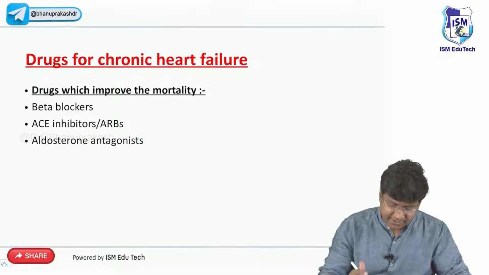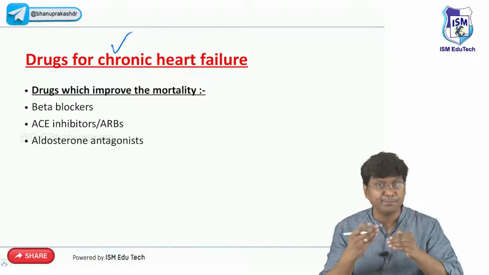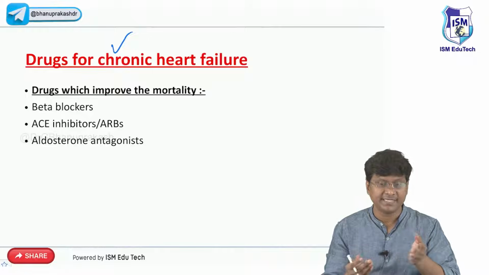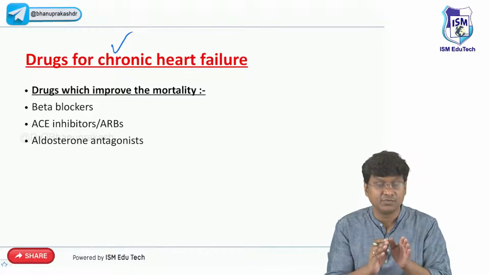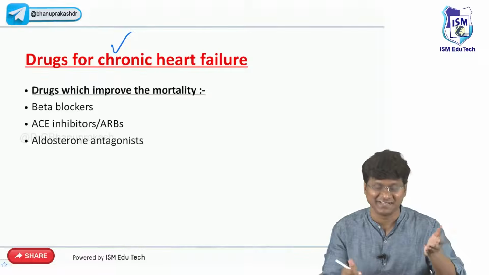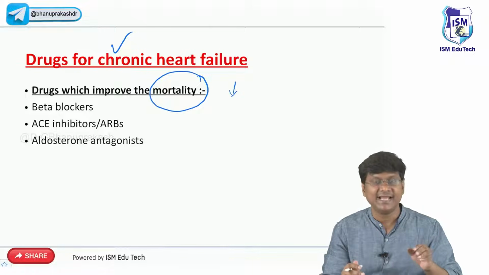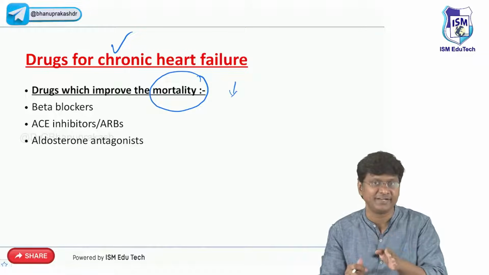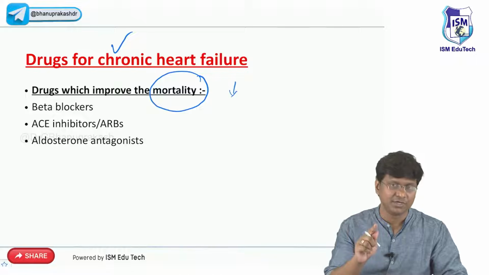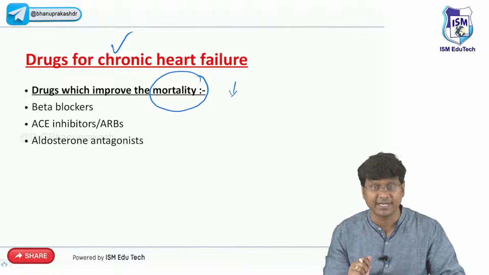Then if you take the drugs for chronic heart failure, see, the drugs which will improve the mortality, right? In the sense, it is not that they increase the mortality. These are the drugs which will decrease the mortality and thereby mortality can be prevented. These drugs include beta blockers, ACE inhibitors or angiotensin receptor blockers, and then aldosterone antagonists.